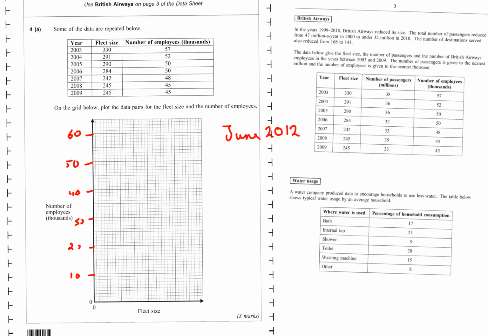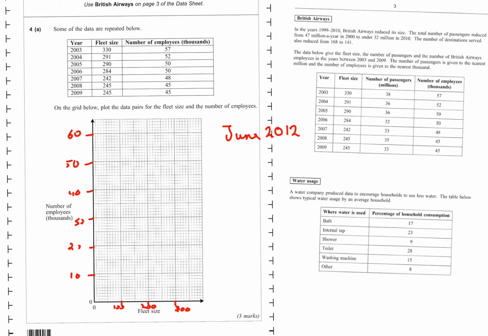Now for my next one, I have my fleet size. So for fleet size here, look for my largest value, 330. So I need to go across here all the way. I have to think about a suitable scale. I don't have many across here, so I'll probably go up in the hundreds. So if that's 100, 200 and 300. Sorry, that was a little glitch. Let's get back to the right page. So that is supposed to be 300. That's 300. Now I'm ready to plot my data pairs.